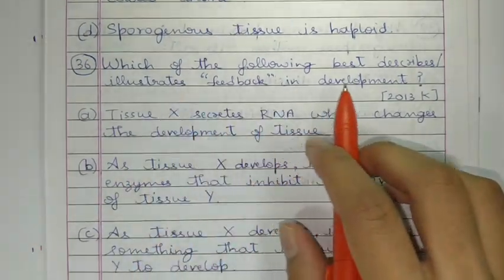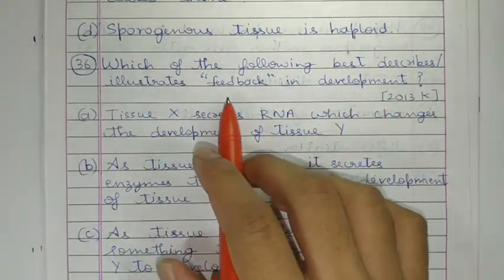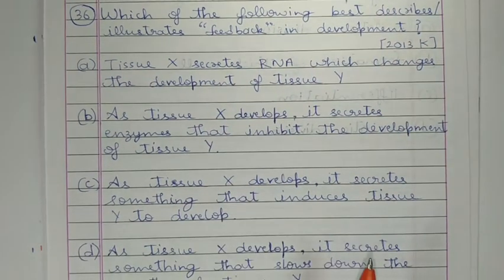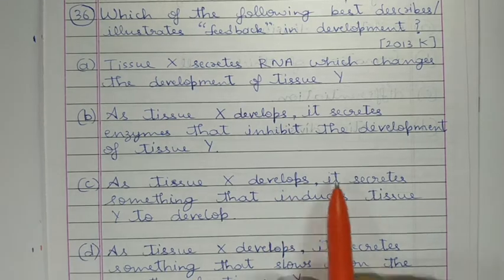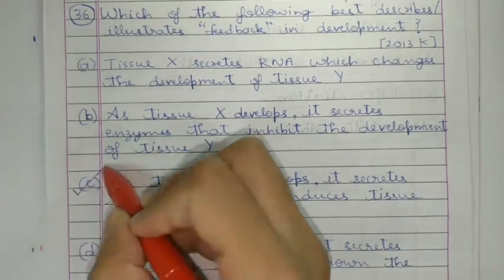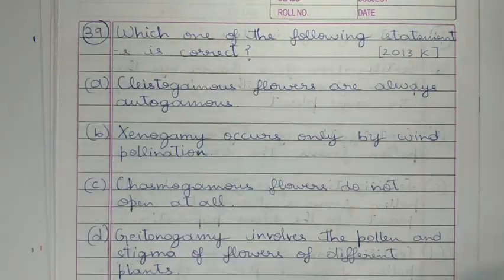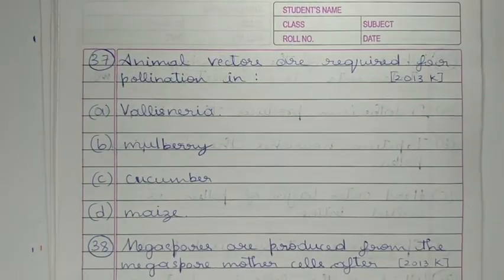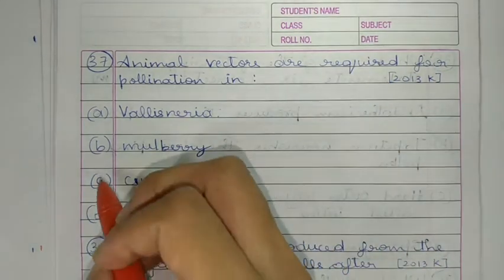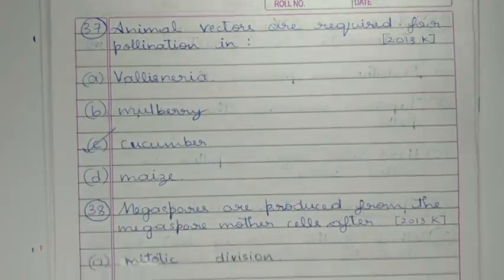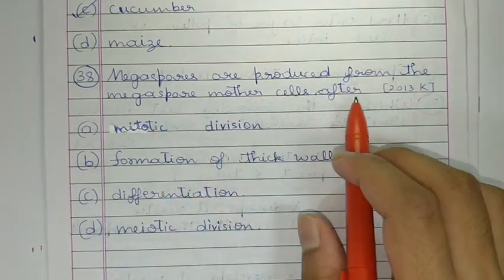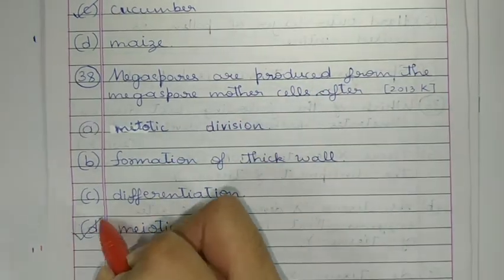36. Which of the following best describes or illustrates feedback in development? As tissue X develops, it secretes something that induces tissue Y to develop. It is positive feedback. Option C is correct. 37. Animal vectors are required for pollination in cucumber, C. 38. Megaspores are produced from the megaspore mother cells after meiotic division, option D.